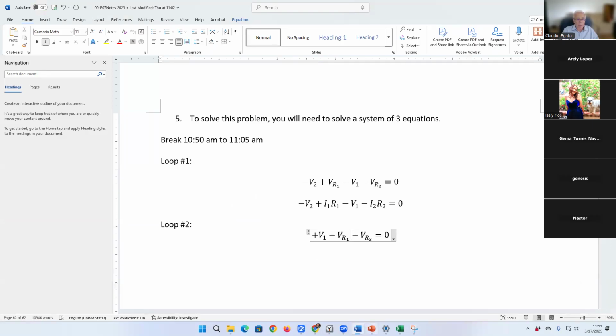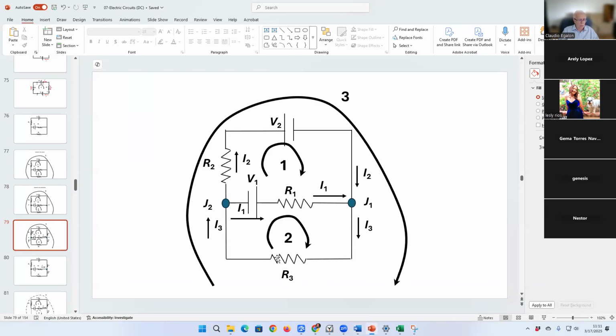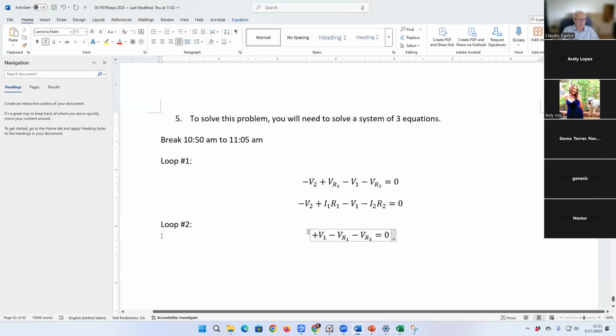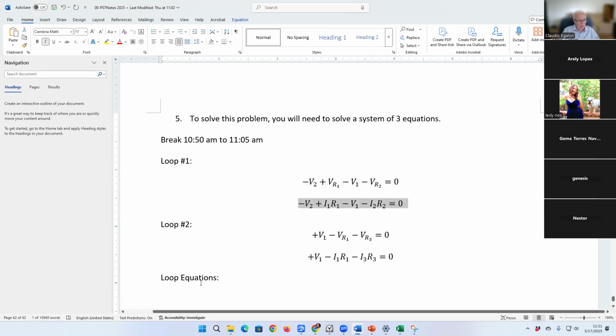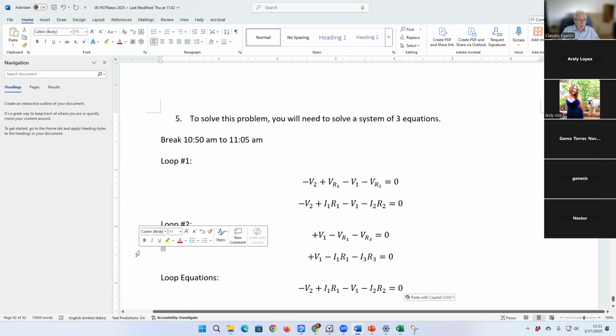So for loop number 2 we have 1, 2, 3 elements, and for loop number 1 we have 1, 2, 3, 4 elements. That's our second equation. Let me write it in terms of the current: I1 R1, I3 R3. Those are my loop equations. We don't need another loop equation because we need just the number of loops minus 1.